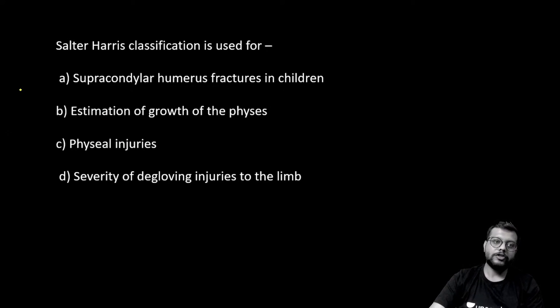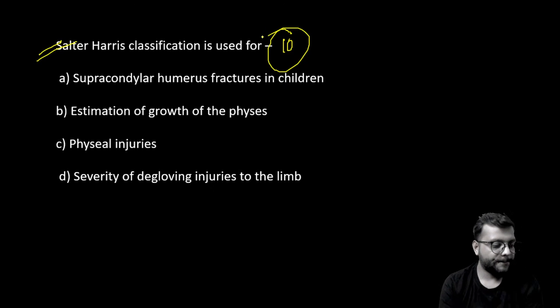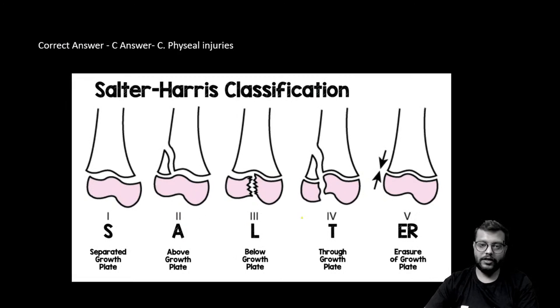Now very easy question: Salter Harris classification is used for the physeal injuries or the epiphyseal injuries. Okay, and here you know it is of five types. Okay, type 1, there will be only the separation of the growth plate. In type 2, growth plate से ऊपर का fracture होगा. In type 3, growth plate के नीचे या epiphysis proper का fracture होगा.